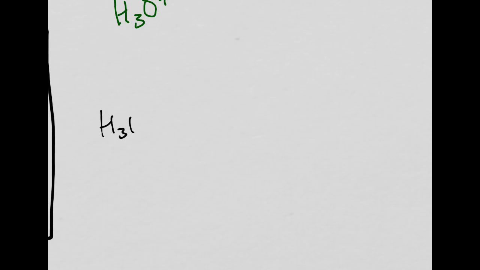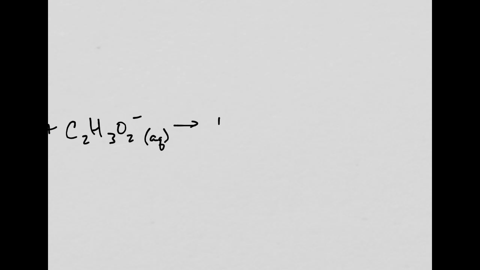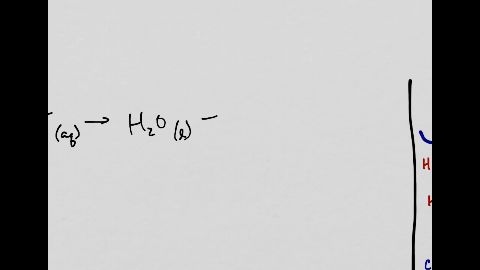Take my H3O plus, which would be an ion in solution. I connect it to one of the acetate ions that are hanging out in the solution. And that's going to form water plus acetic acid.